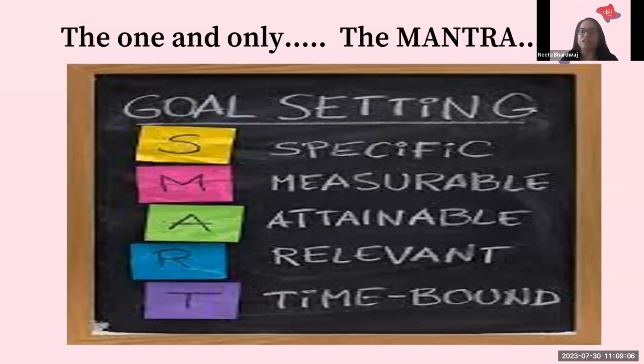SMART, S for specific, means it should be particular. M for measurable, which can be measured. A for attainable, which can be achieved. R for relevant, which are real. And T for time bound, you should have time. You should give yourself time in order to achieve those goals. So they can be small, small goals at a point, and small, small goals are going to achieve big ones. Is it clear? You can give me a thumbs up.